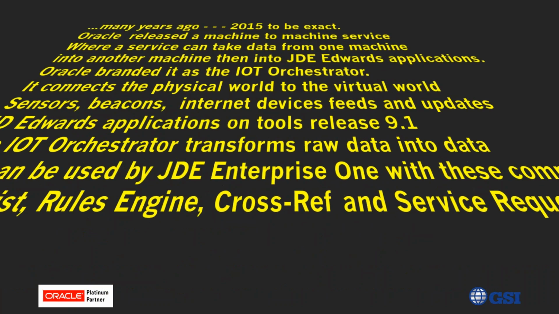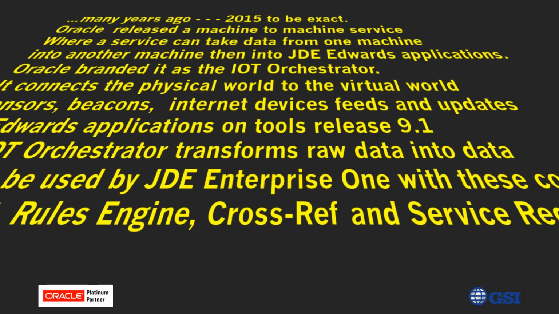So many years ago, 2015 to be exact, Oracle released a machine-to-machine service where a service can take data from one machine into another machine, then into JDE Edwards applications. And then Oracle branded it as the IoT Orchestrator, Internet of Things Orchestrator. It connects the physical world to the virtual world, and then sensors, beacons, internet services, devices, feeds and updates JDE Edwards applications if you're on tools release 9.1.